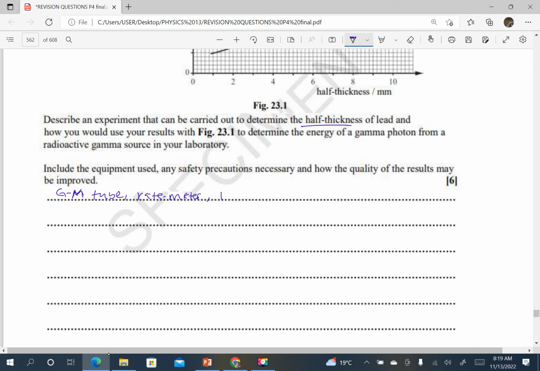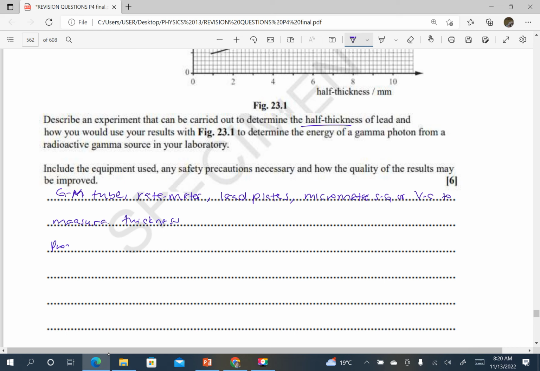Of course, we shall need the lead plates. We may need a micrometer screw gauge or a vernier caliper. I'll write VC for vernier caliper. This one will be to measure thickness, basically.